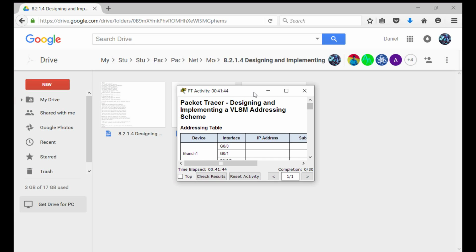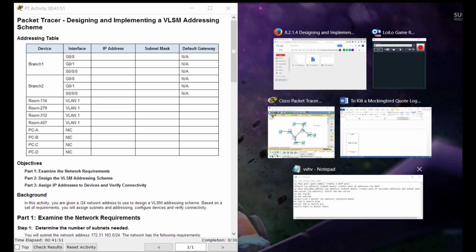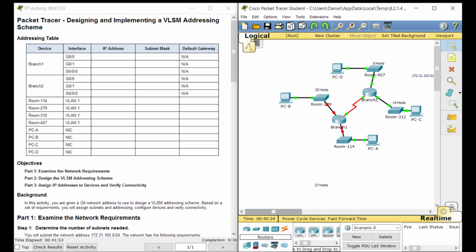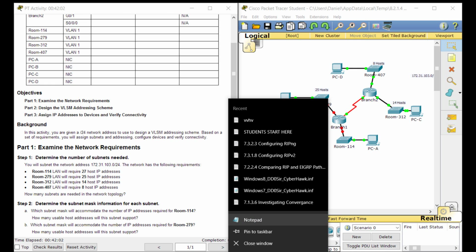In this episode, we will be going over designing and implementing a VLSM addressing scheme. So let's go ahead and get started. Right off the bat, we're going to need to determine the number of subnets needed. So let me go ahead and pull up Notepad here.